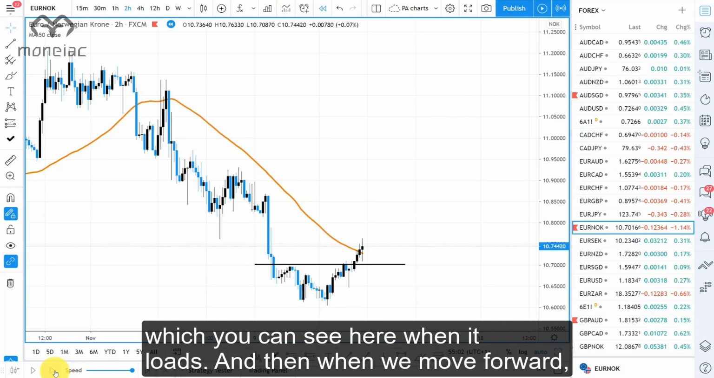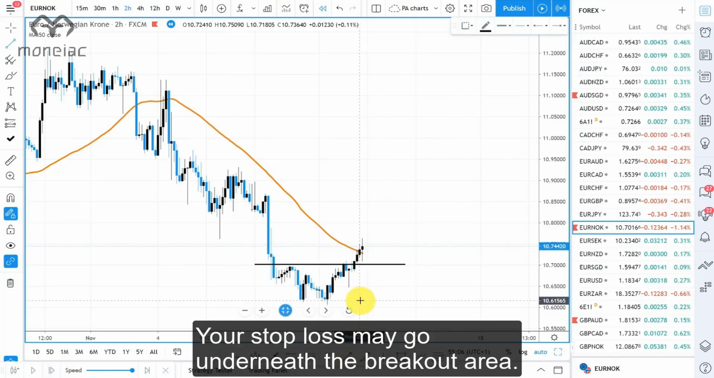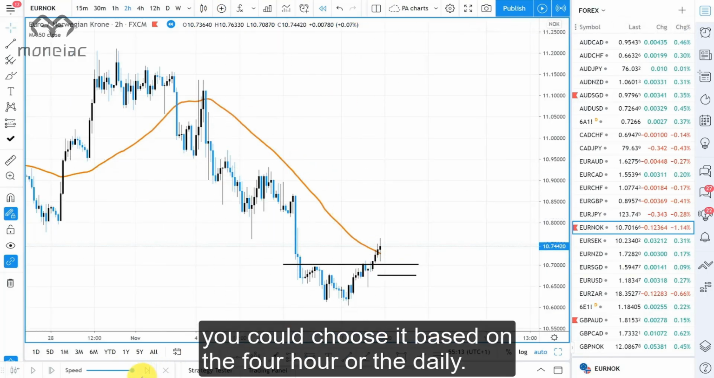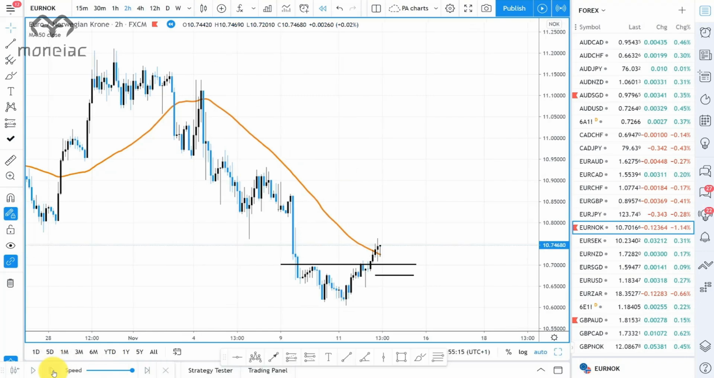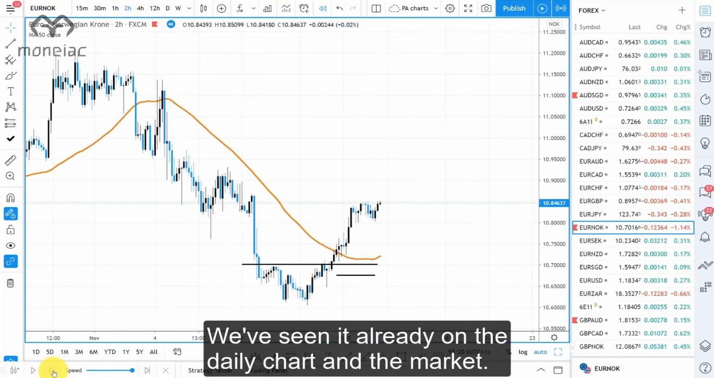And then when we move forward, you can see now we actually have a real breakout. Your stop loss may go underneath the breakout area, maybe somewhere around here. And the target, you could choose it based on the 4 hour or the daily. Let's see what has happened afterwards. You can see the market eventually moved higher. We've seen it already on the daily chart.